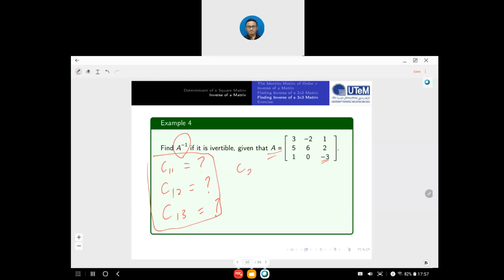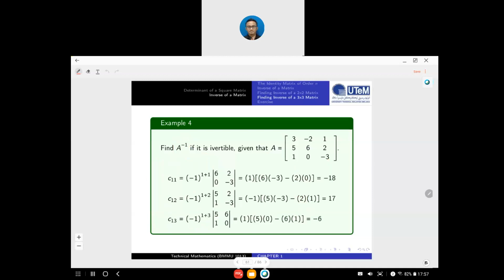Cofactor 2, 1. Cofactor 2, 2. Cofactor 2, 3. And then cofactor 3, 1. Cofactor 3, 2. And then cofactor 3, 3. All 9 cofactors you must find. Okay. So, first, cofactor 1, 1. How do you get cofactor 1, 1?